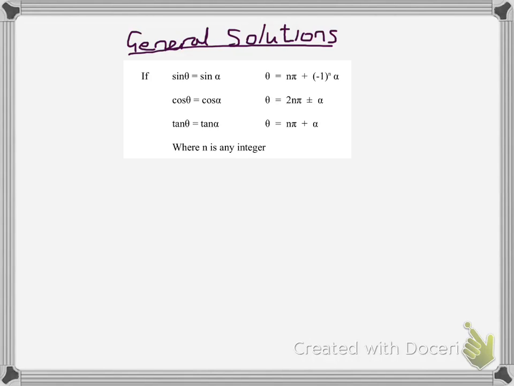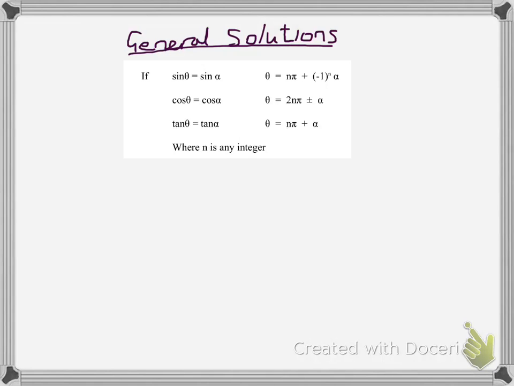So if I'm given a range, say between 0 and 2 pi, then I know the number of solutions I've got. However, if that range is infinite, then there's an infinite number of solutions. So we have a formula for the general solutions of trig equations, and they're on your formula sheet, so you don't need to remember them.